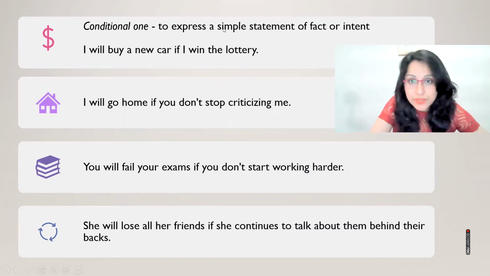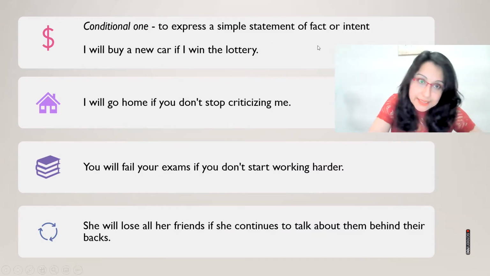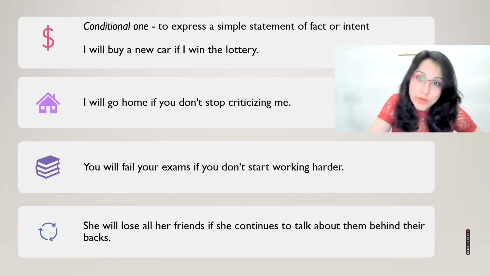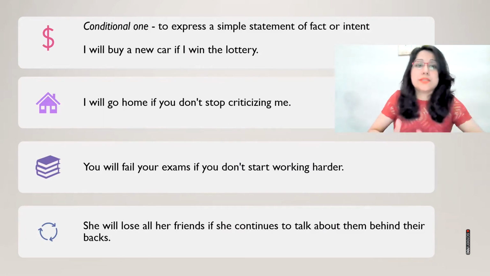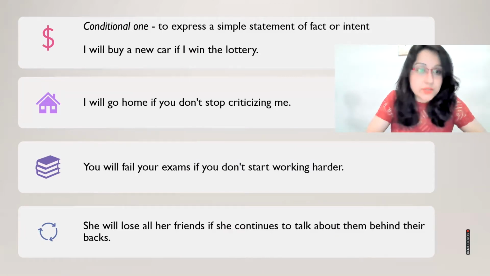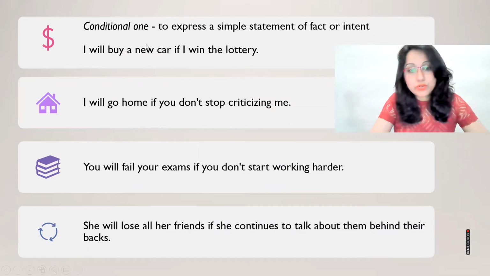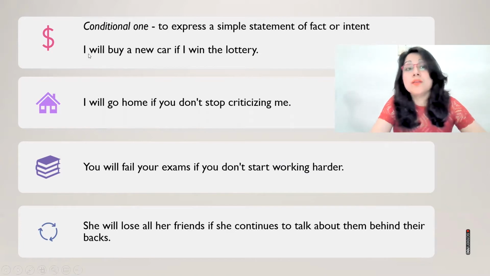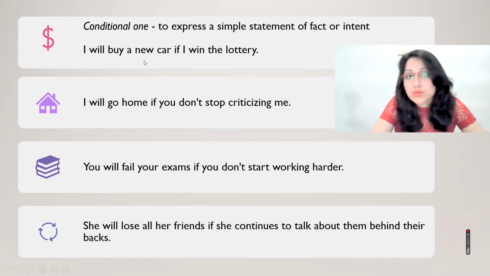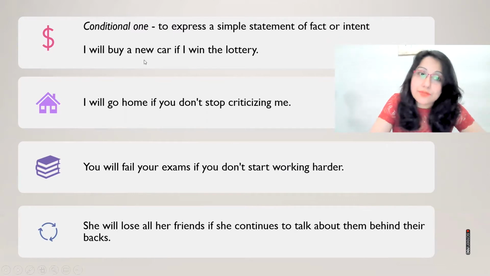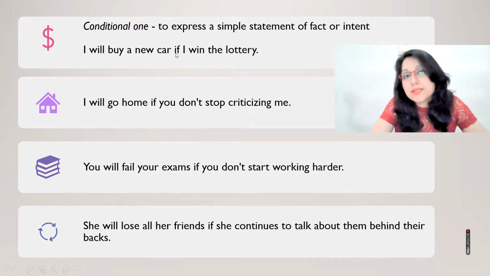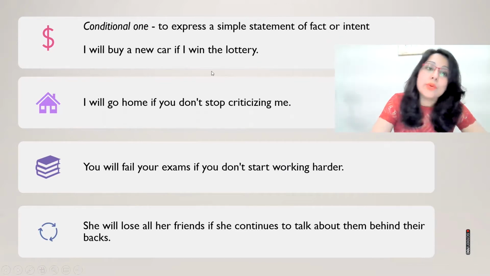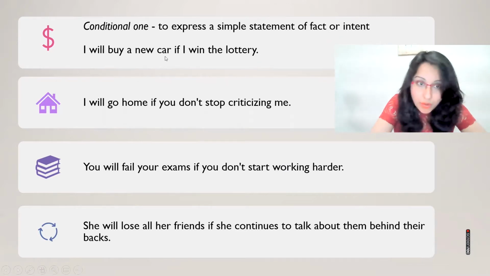So first conditional, to express a simple statement of fact or intent. This is your first conditional, all right? So I will buy a new car if I win the lottery. So it is expressing a simple statement or a fact or something that is your intent. And if you have noticed, you can start your sentence with your main clause, but when you start your sentence with the main clause, that is your will, you do not place a comma, okay? So this is what you don't have to forget. If you had started like this, if I win the lottery, then you would have placed a comma, I will buy a new car. But since we started with the main clause, no comma, okay?